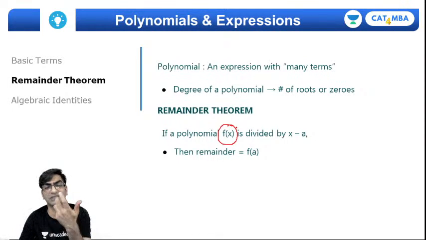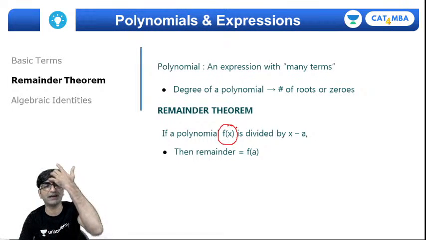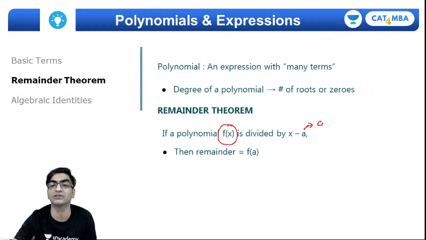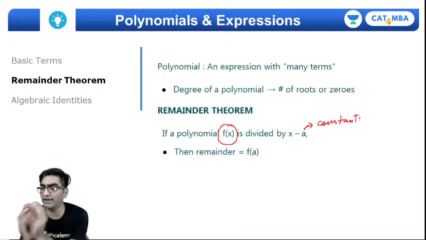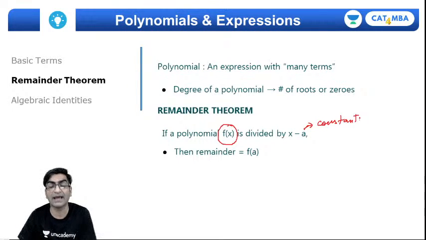So if I take a polynomial, which is an expression in x, and I want to divide it by a linear expression x minus a, remember here x is the unknown variable, but a is a constant, not a variable. A will be a constant like 1, 2, 3, positive or negative. What does the remainder theorem say? It says that if you are dividing by x minus a, take the value of a and substitute it in the expression instead of x. Replace x with a in the given polynomial, and the resulting value that you get will be the remainder.